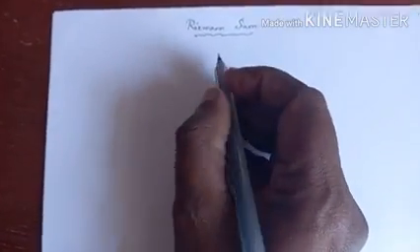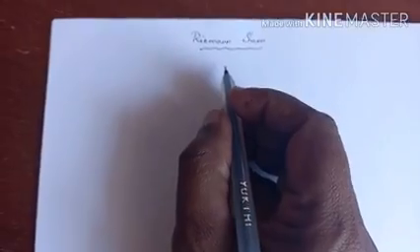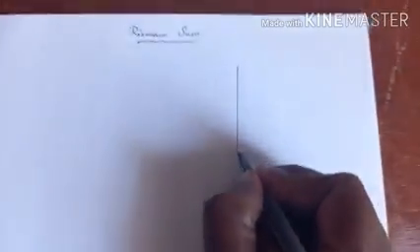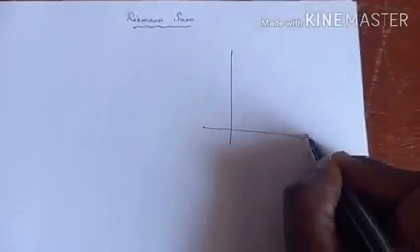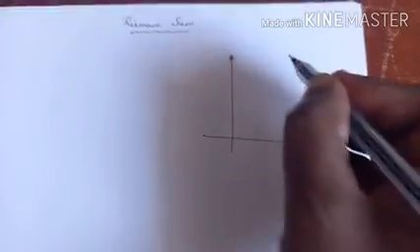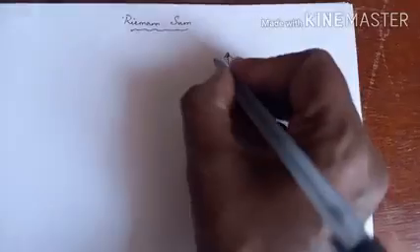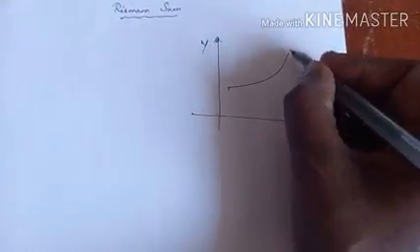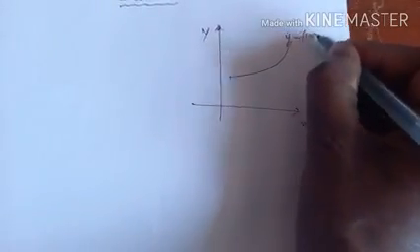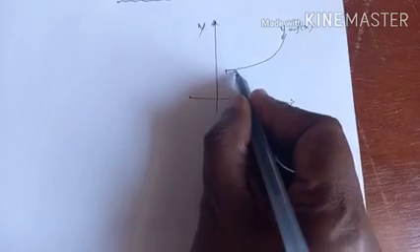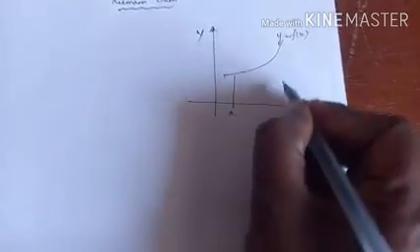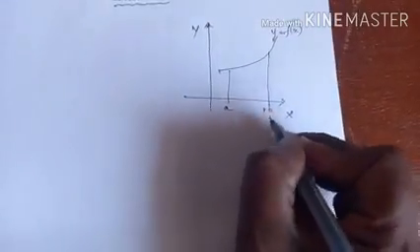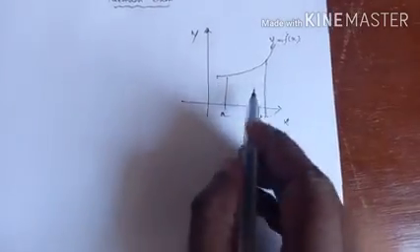Let us see today what is Riemann sum. Usually integration helps us to find the area under the curve, right? We all know integration. This is the x-axis, y-axis. This is my curve, y is equal to f of x. I consider the interval a to b. Integration helps us to find the area under the curve.